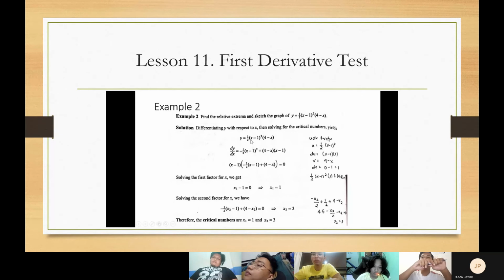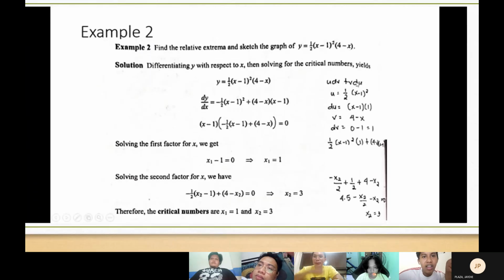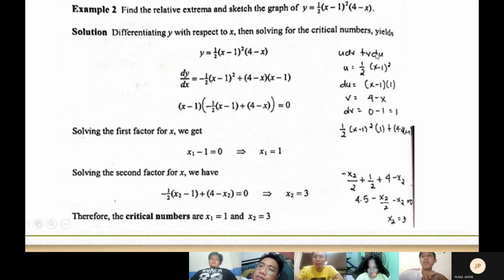So, the given is y equals u times v. So, the formula there is u dv plus v du. So, our u is 1/2 (x minus 1), and that is the example from Miss. Our u is 1/2 times (x minus 1) raised to 2. Then, our v is 4 minus x.